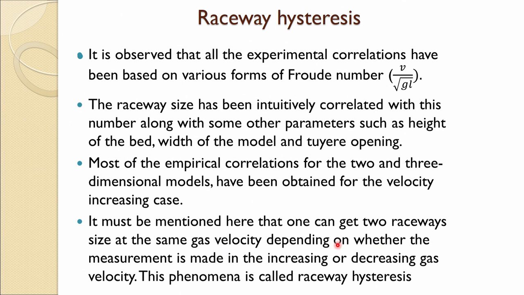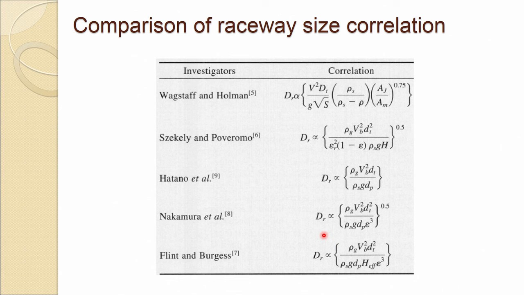And most of the experiments are usually done in the increasing case. As you can see, we talked about the Froude number. This Froude number is changing with various sorts of exponents, and all these exponents are changing by various investigators, so they are not constant. So certainly something is wrong if you compare your raceway size with one correlation, and the other correlation does not give you the same raceway size.